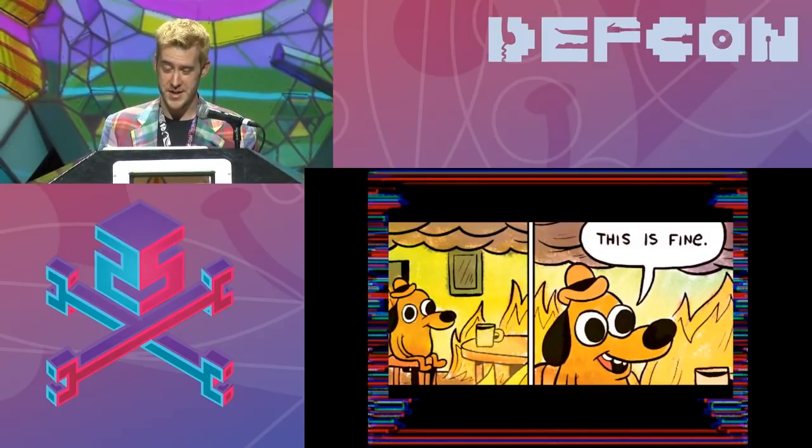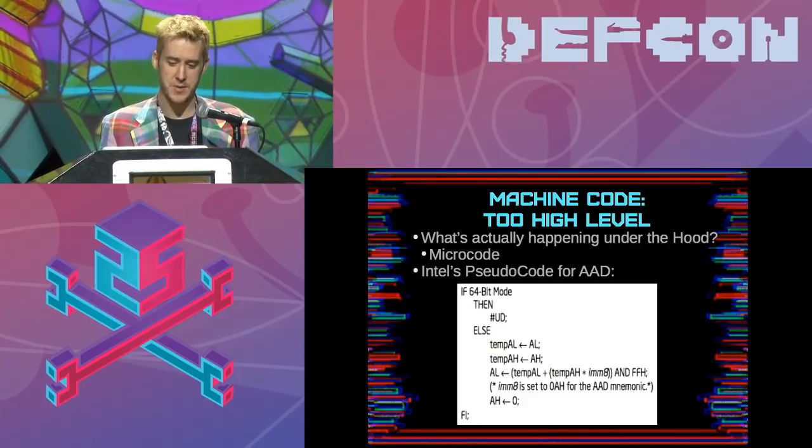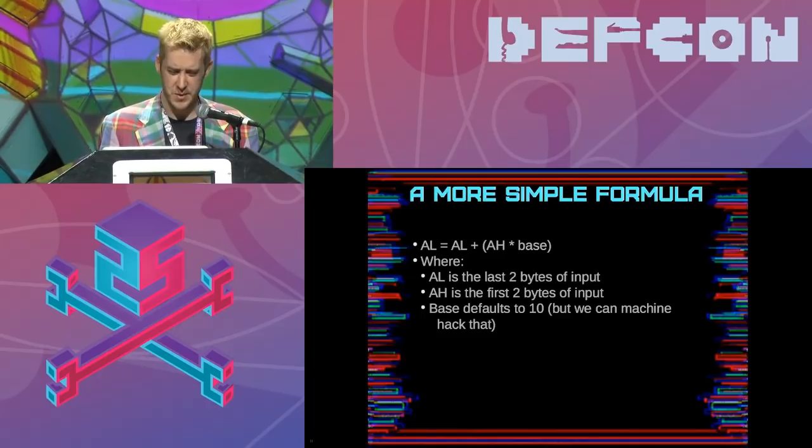And it is, though. This is intentional. So we're getting to, like, microcode. Although Intel only gives you the pseudocode, which is why it's hard to trust what's actually going on under the hood. But to simplify it, because that's a little bit too obscure, AL gets AH times the base that you supply plus AL. That's all it's doing.